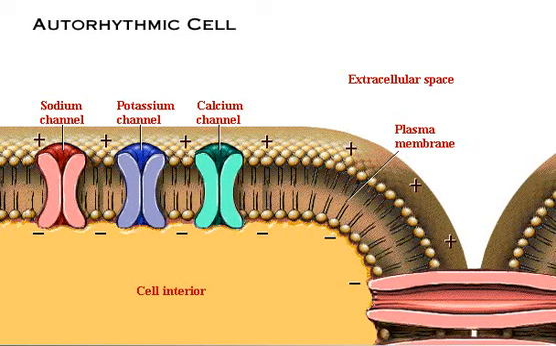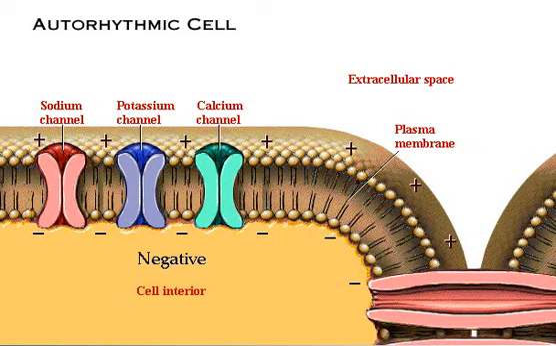The membrane potential is a result of the relative concentrations of ions along the inside and outside of the plasma membrane. If there are more positive ions outside the cell, then the inside of the cell is relatively negative, as shown here. If there are more positive ions inside the cell, then the inside of the cell is relatively more positive, as we will see shortly.